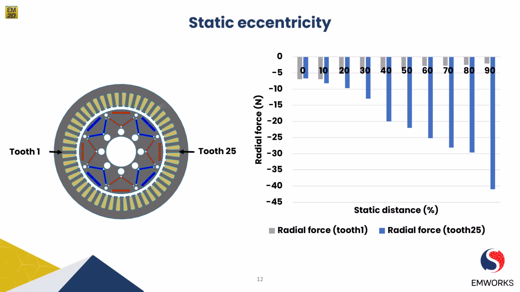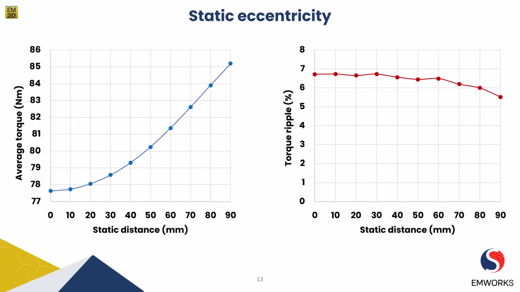It is important to note that the specific impact on tooth 1 and tooth 25 may vary depending on the motor design and magnitude of the static eccentricity. The mentioned effects are general tendencies observed in PMSMs experiencing static eccentricity. Next, we have, when the eccentricity increases, the following effects are also observed.